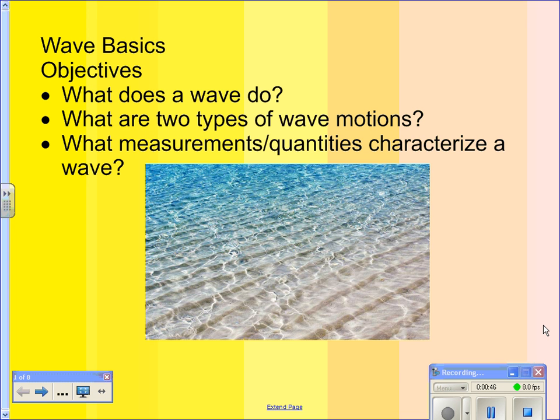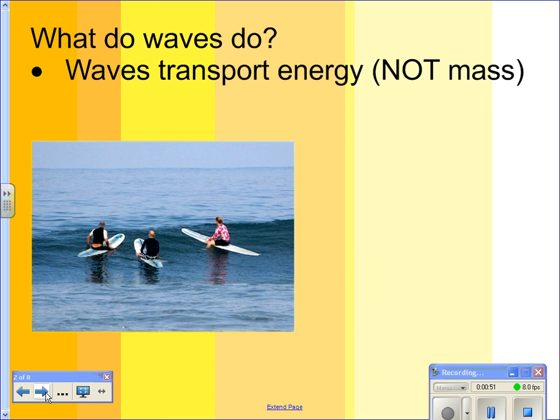So let's go ahead and get started with the first one. What does a wave do? Well, all waves have this in common. Their job description is to transport energy and not mass. So if we haven't thought about that before, we have to sort of delve into what does that mean specifically.